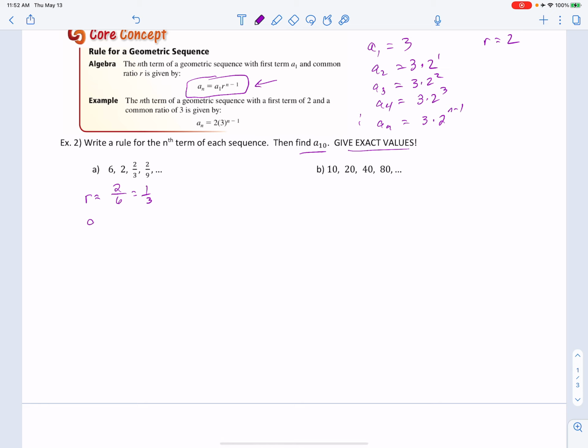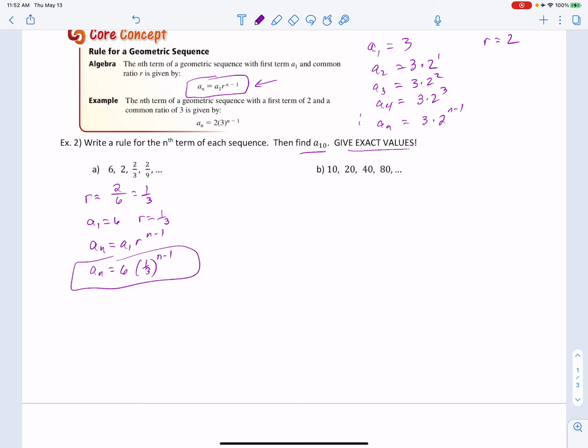So that means that my a sub 1 is 6, and my r is 1/3. My general formula, a sub n, is a sub 1 times r to the n minus 1. That general term is going to be 6 times 1/3 to the n minus 1. Do not make the mistake of thinking that this is equal to 2 to the n minus 1. Don't make that mistake. That's the wrong order of operations. You have to take the 1/3 to the power first, before multiplying by 6.